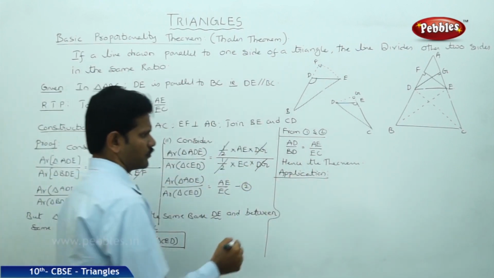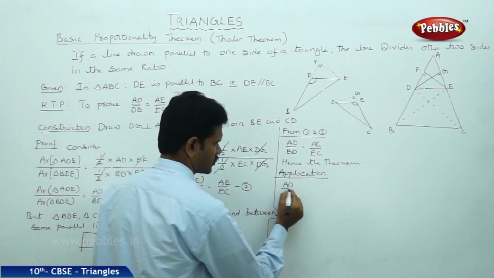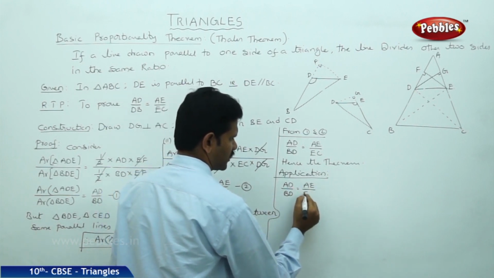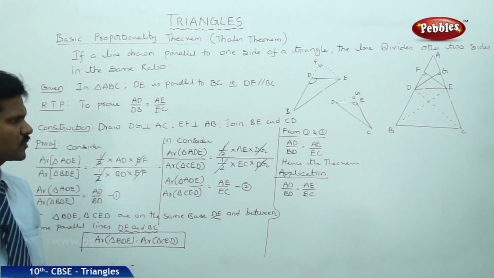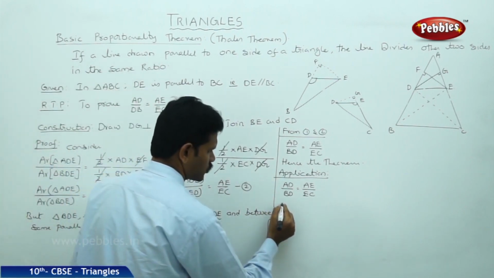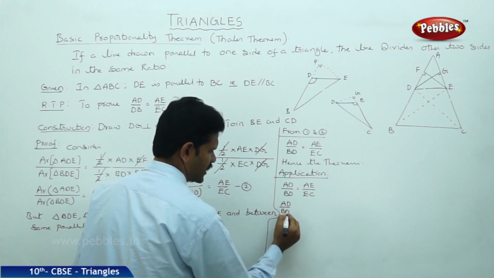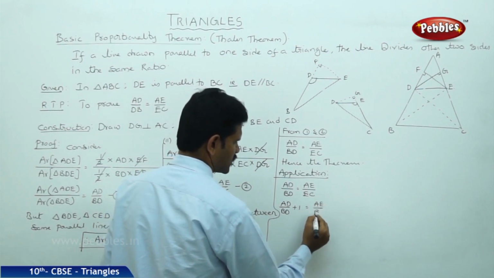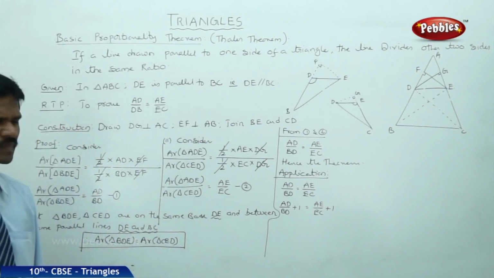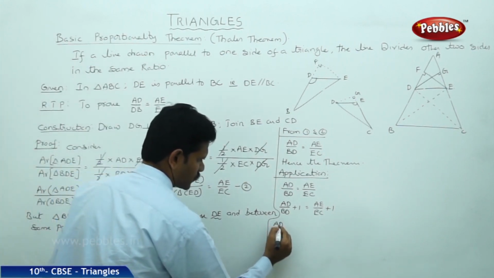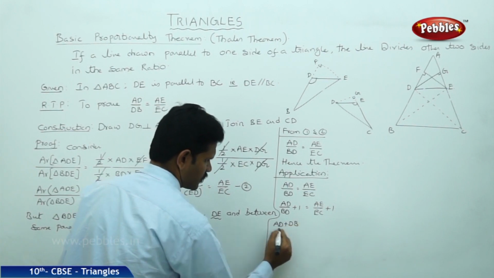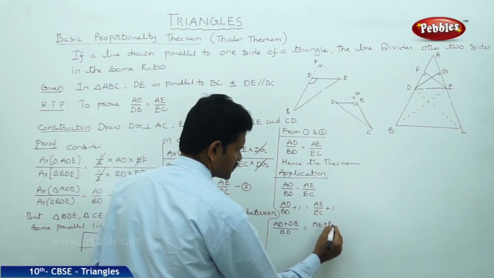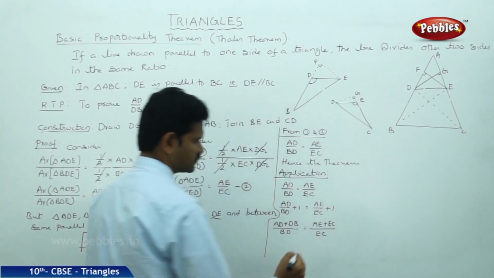From BPT we know that AD by BD is equal to AE by EC, and add 1 on both sides. AD by BD plus 1 is equal to AE by EC plus 1. Now, taking LCM, AD plus DB by BD is equal to AE plus EC by EC.